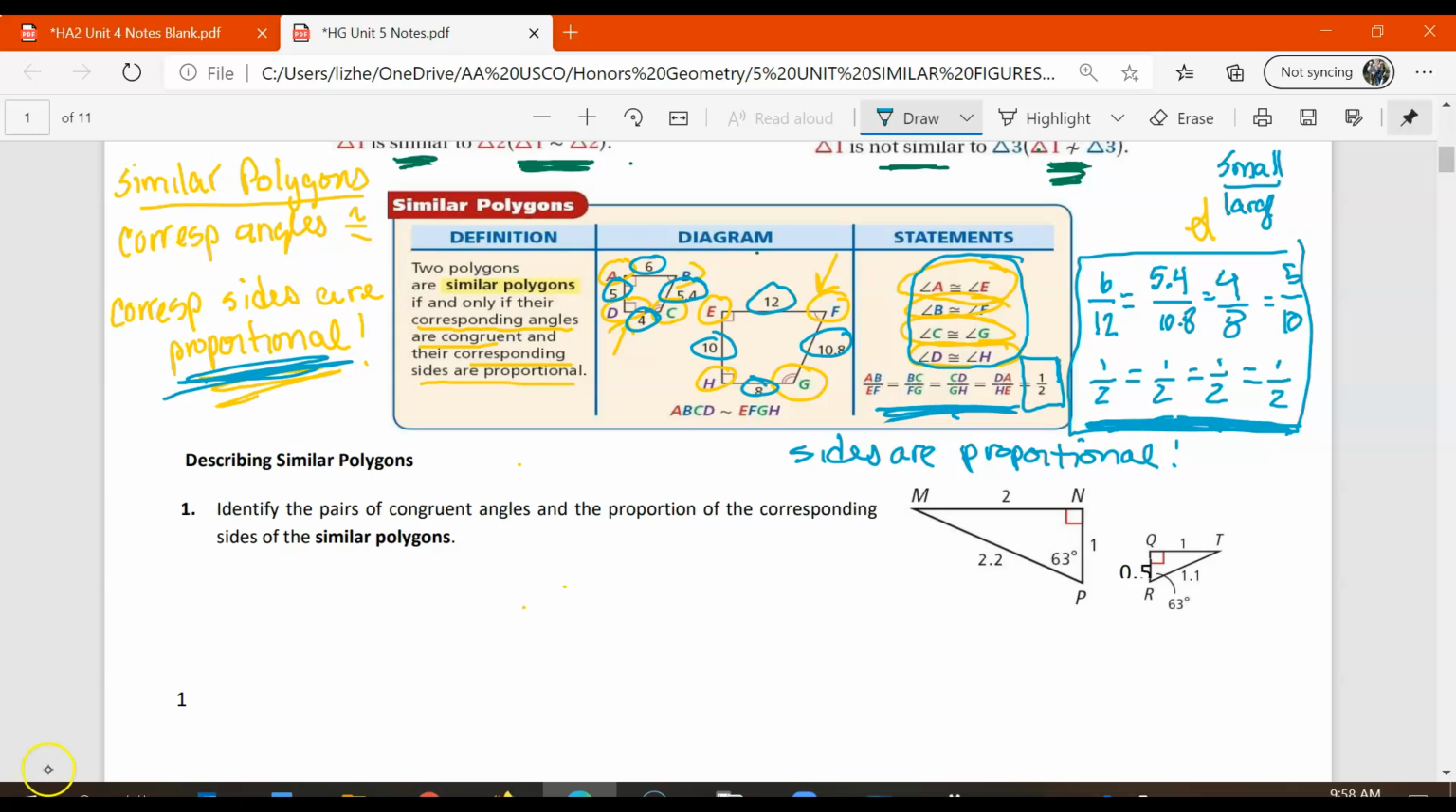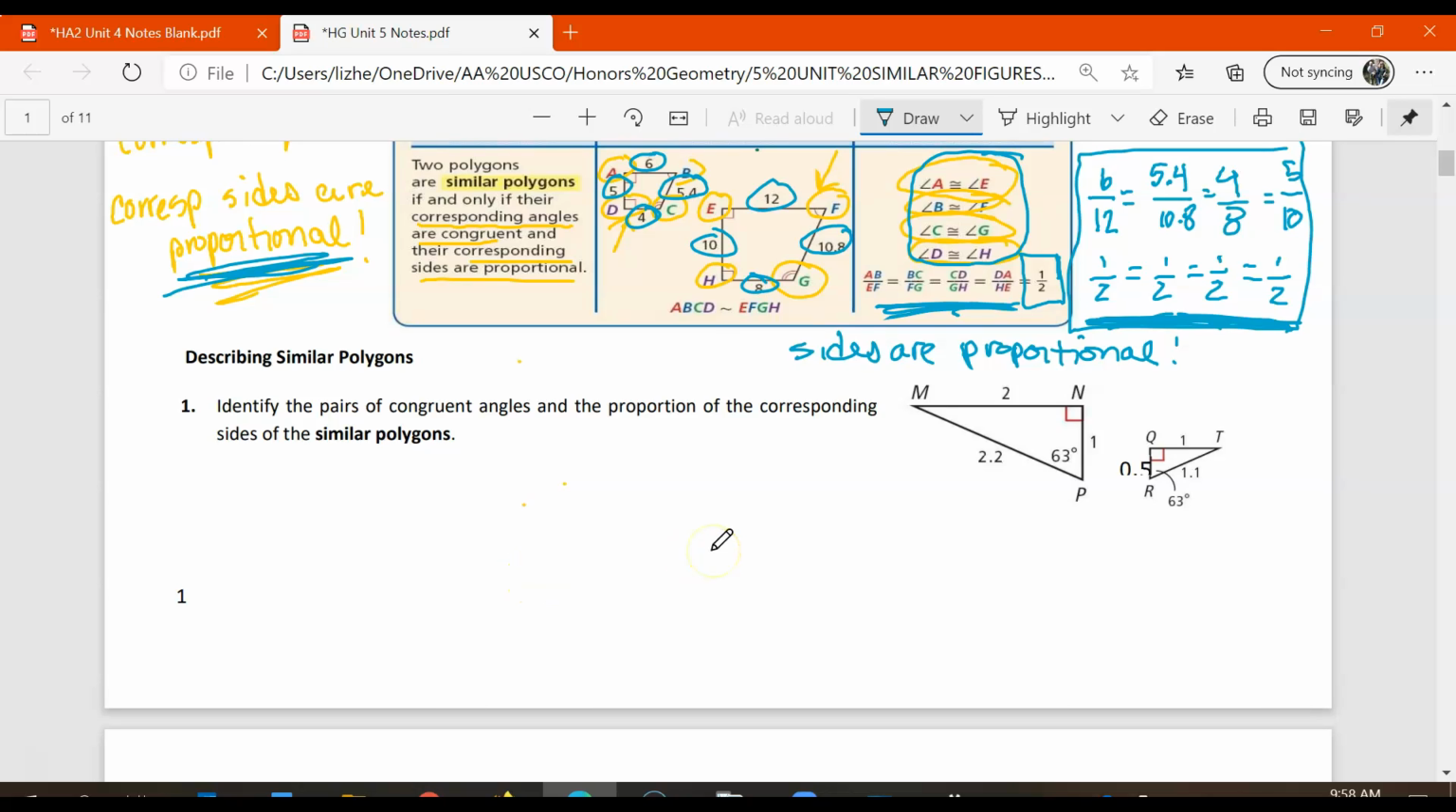All right, so example 1. Identify the pairs of congruent angles and the proportion of the corresponding sides of the similar polygon. We are told they are similar, but we need to identify those congruent angles and find the proportion of the corresponding sides. Looking at these two angles, I can see that angle N is congruent to angle Q because they both equal 90 degrees. I can see that angle P is congruent to angle R. They both equal 63 degrees.